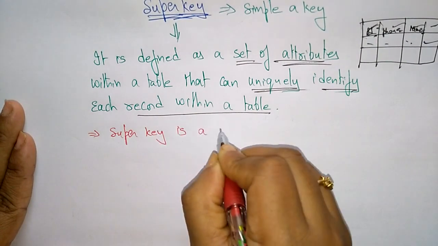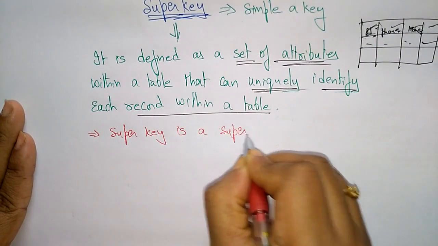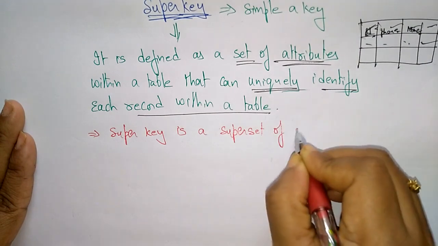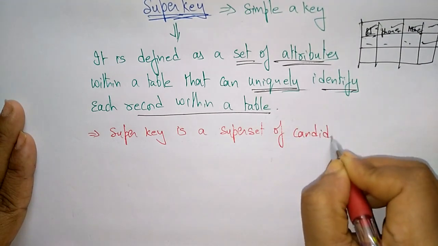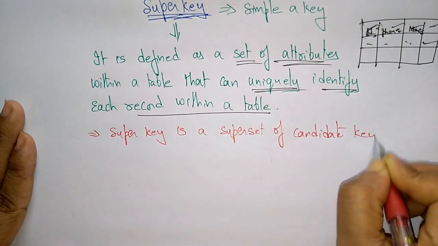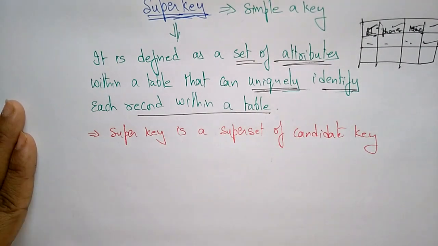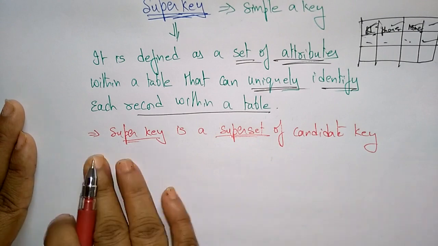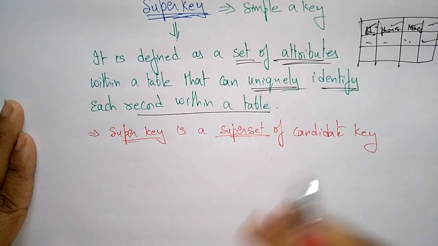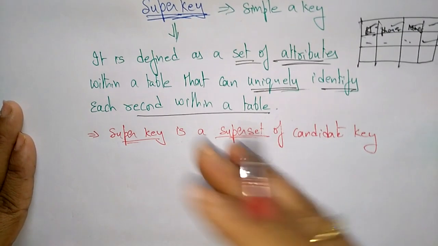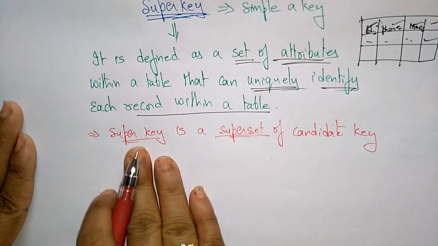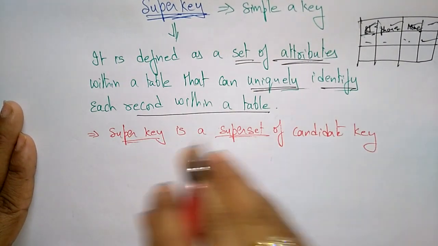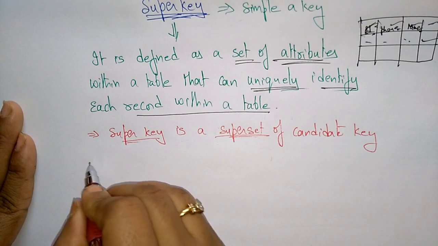And a super key is a superset of candidate keys. So for all the keys, the super key is a superset. That is the point to remember. Don't be confused about the candidate key; I will explain it in the next video. Actually, the super key is a superset of all the keys or candidate keys.